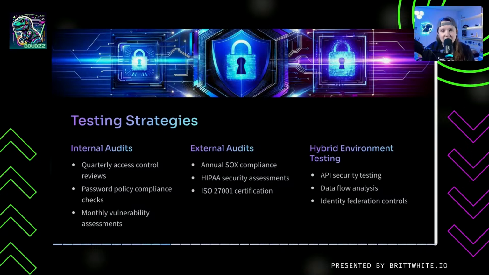Now let's talk about testing in our hybrid environments, particularly in FedRAMP cloud deployments. These setups require an especially thorough approach, focusing on three main areas. First, we need robust API security testing between cloud and on-prem systems. These connection points where data travels between your environments must be absolutely secure.